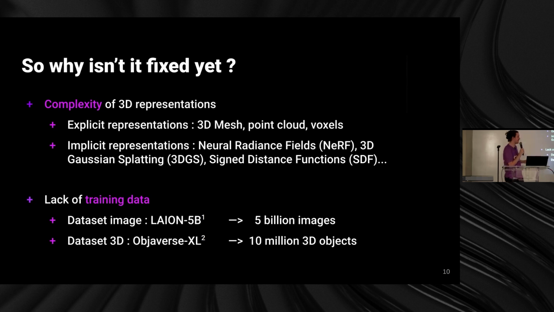There's also a lack of training data. That's really one of the main problems when you try to train a generative model for 3D objects. For example, if you take the datasets for images, the largest dataset is LAION-5B, which has 5 billion images. And the largest dataset for 3D objects is Objaverse-XL, which has around 10 million 3D objects. It seems like a lot. It's not a lot when you're trying to train a generative model.